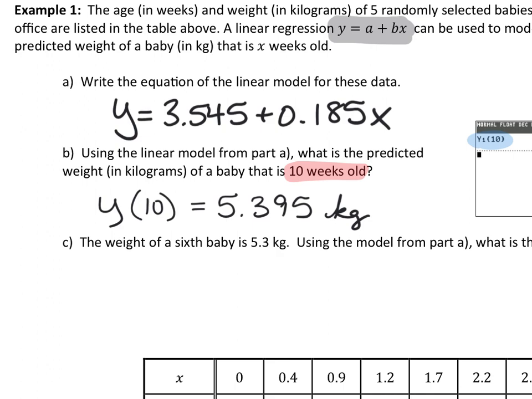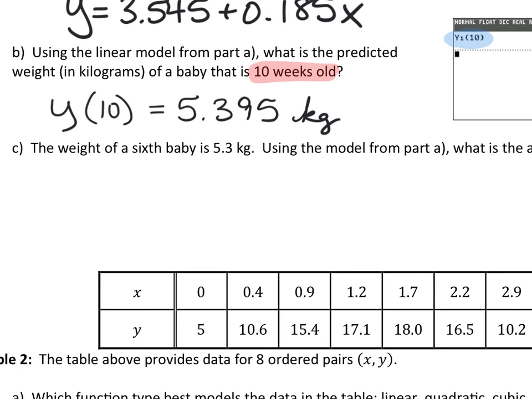Fabulous. Part C says the weight of a sixth baby is 5.3 kilograms. Using the model from Part A, what is the age in weeks of this baby? Now, if they told me a weight, did they tell me an input or an output? Output, which means it is the equal to number. So what I've done now is I said, okay, well, I have this equation, 3.545 plus 0.185x, and I know that's going to be equal to 5.3 kilograms. That's the output that I'm looking for. We want to know the input, or the x, for this value.